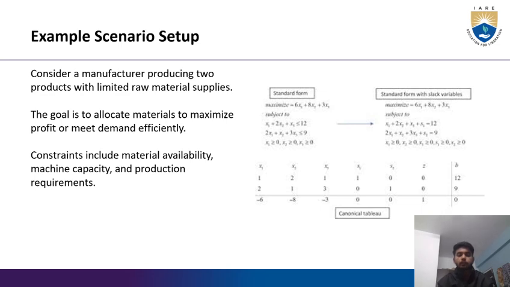Example scenario setup. Consider a manufacturer producing two products with limited raw material supplies. The goal is to allocate materials to maximize profit or meet demand efficiently. Constraints include material availability, machine capacity, and production requirements.